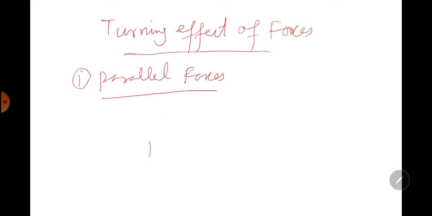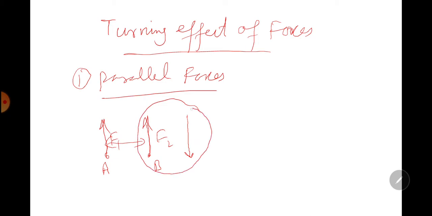If line of action or point of action are different, this is A point, this is B point, this is F1, this is F2. So line of action are different, point of action are also different and parallel. So these are called like parallel forces. And if point of action is different, but line of action are anti-parallel, are called unlike parallel forces.